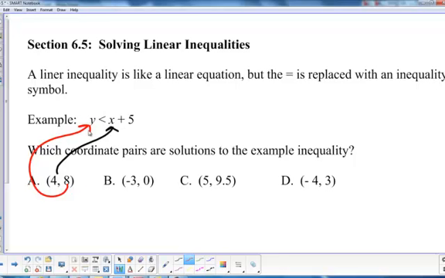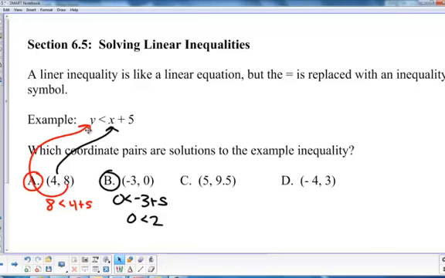So is 4 plus 5 greater than 8? And the answer is yes. So that's a solution. Is negative 3 plus 5 greater than 0? Yes. So that's a solution. Is 5 plus 5 greater than 9.5? Yes. So that's a solution.